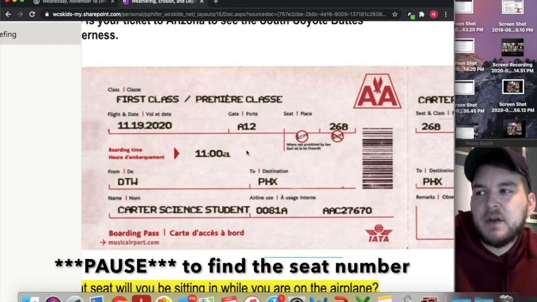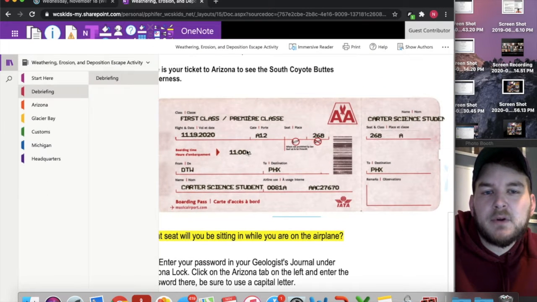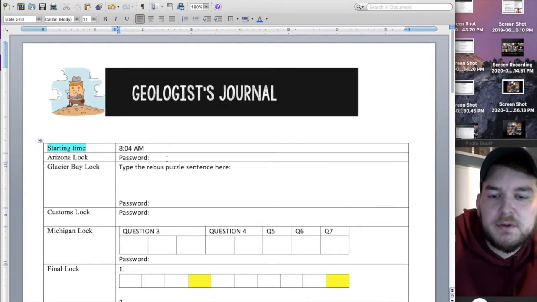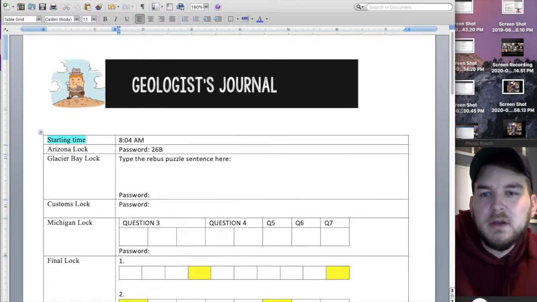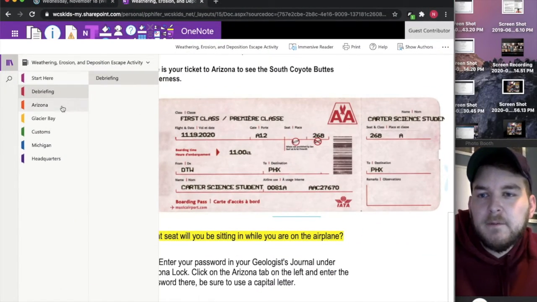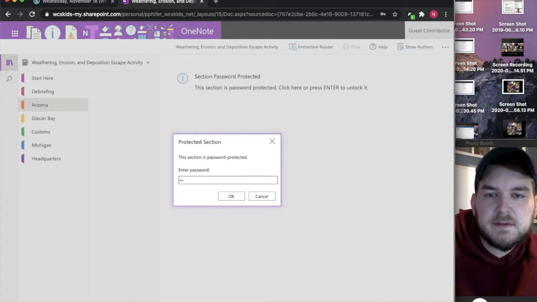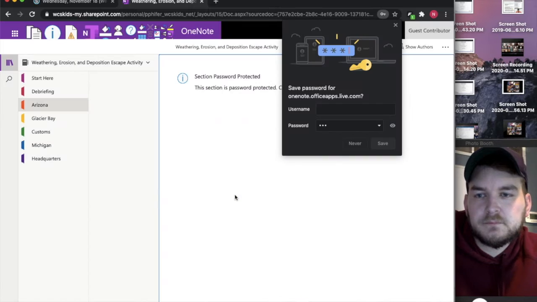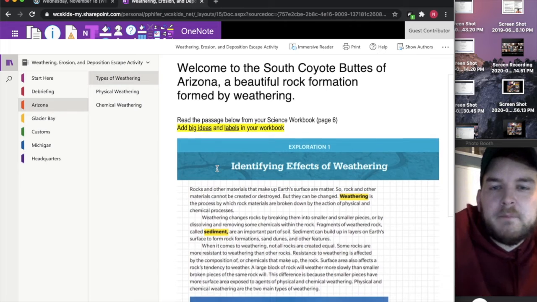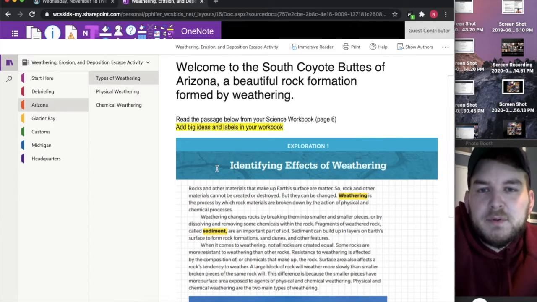Pause here until you find it, and we can see that the seat number is 26B. So I'm going to go back to my geologist journal, type in 26 capital B, and I'm also going to use that towards answering the password here for Arizona. 26B. No. All right, so we are now in the South Coyote Buttes of Arizona.